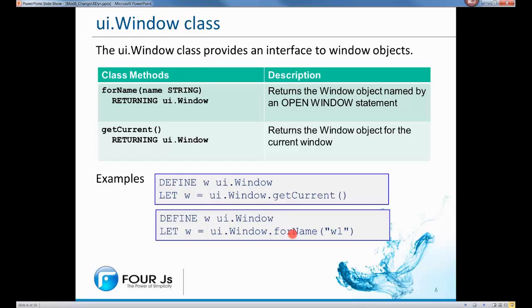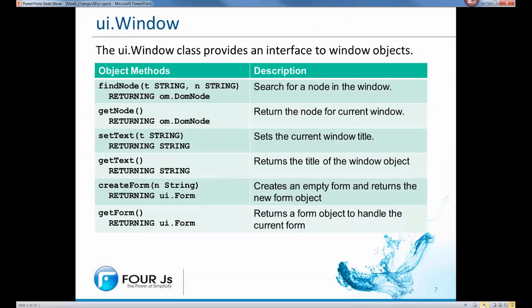You'll see examples that are a little bit complex, like at the bottom of your PDF on page 6, but people don't use them anymore because we provided simpler methods since that time. So the ui.Window class provides object methods. Once you have your handle, there are things you can do to that handle. There are methods you can run against that window.